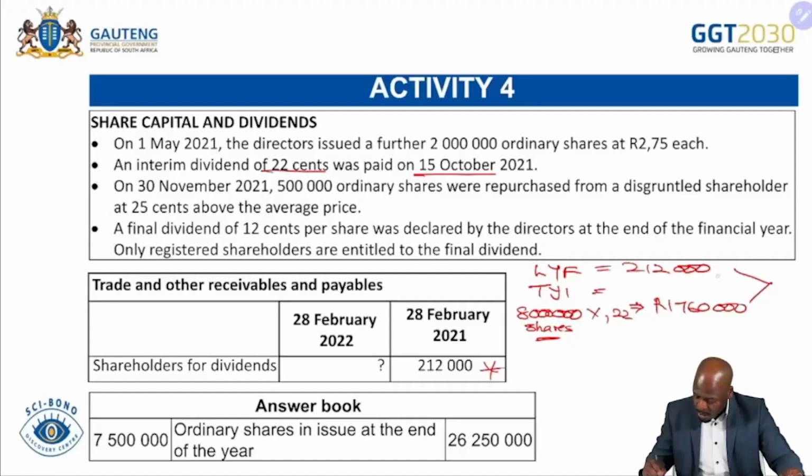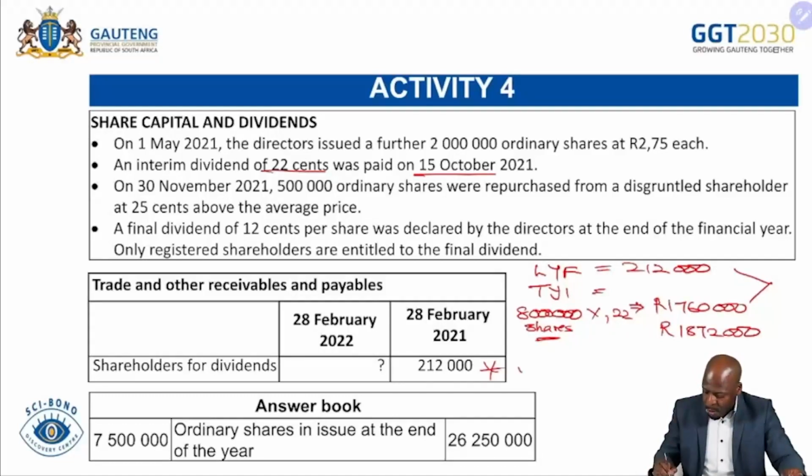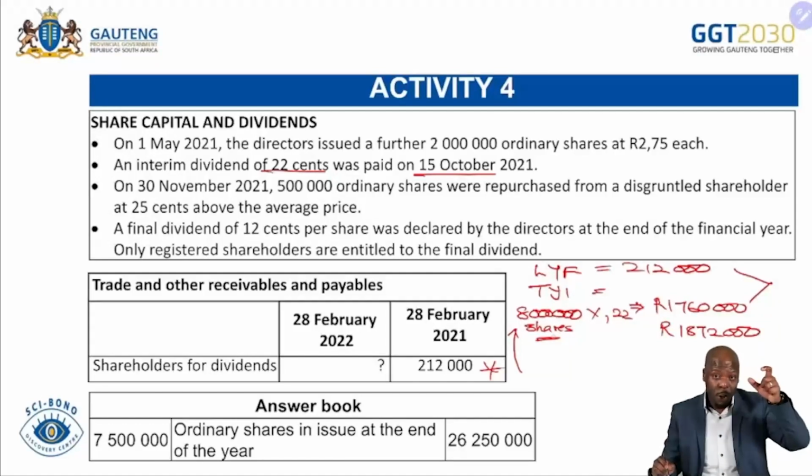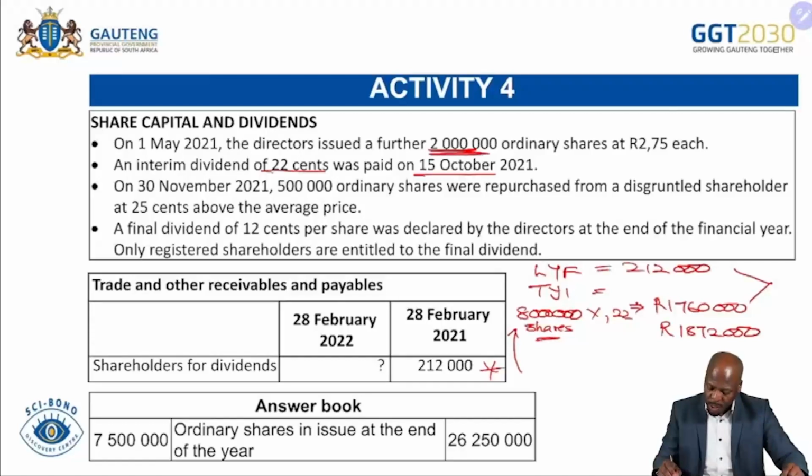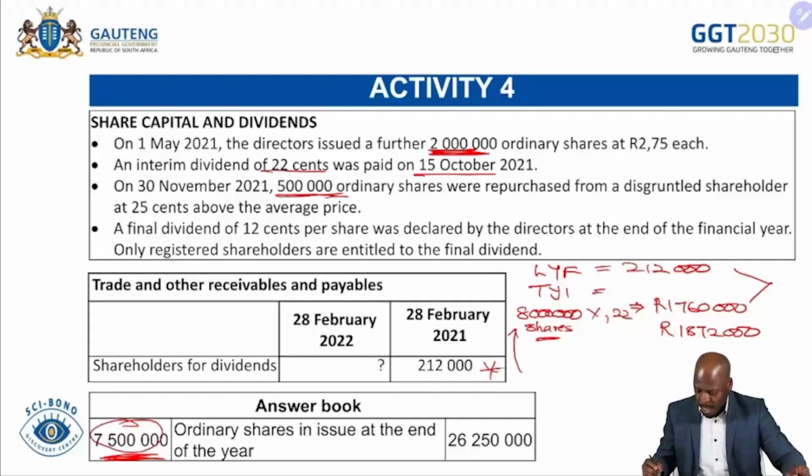Then you would be adding these two now to get your dividends paid. So if you add last year's final, which is 212, plus this year's interim of 1,760,000, you should end up with an amount of 1,872,000. Remember, for this 8 million, you would have to open note number 7 to get it, because at the beginning you'd find that there were 6 million shares plus the 2 million that were then issued. That is what gives us the 8 million shares. Or you could have started from the bottom with the 7.5 million shares at the end, then add back the shares that were repurchased, 7.5 plus the 500,000, which takes you back to 8 million. And then you can declare your interim dividend.